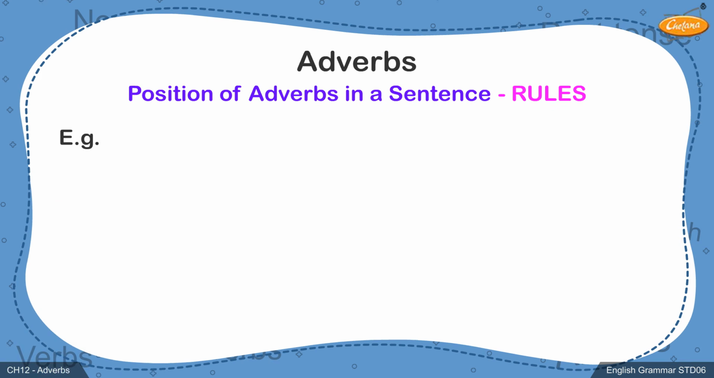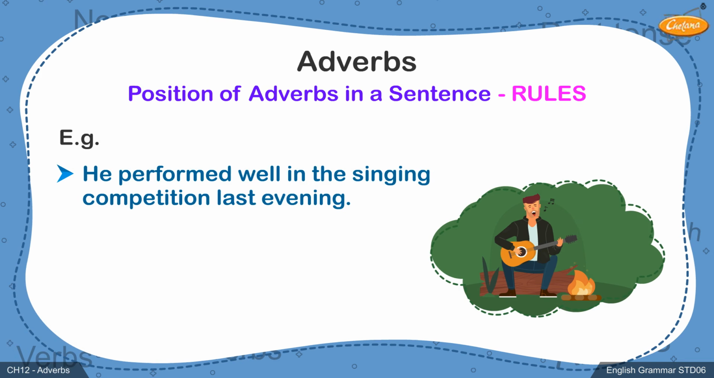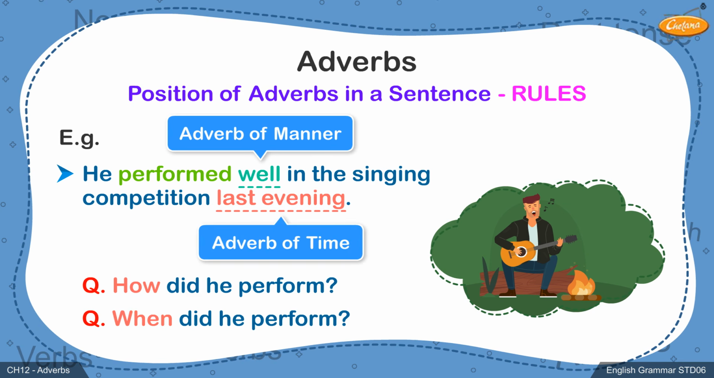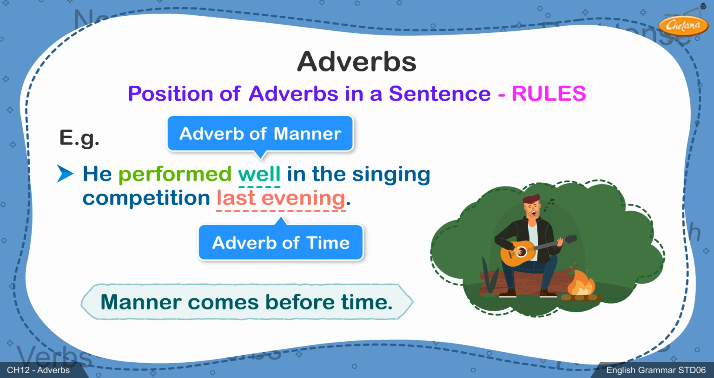Let's consider an example. He performed well in the singing competition last evening. We know the verb in the sentence is performed. How did he perform? Well, which becomes the adverb of manner. When did he perform? Last evening denotes time of action and therefore becomes the adverb of time. Students, you will notice that the adverb is placed towards the end and the adverb of manner comes first and the adverb of time comes later.